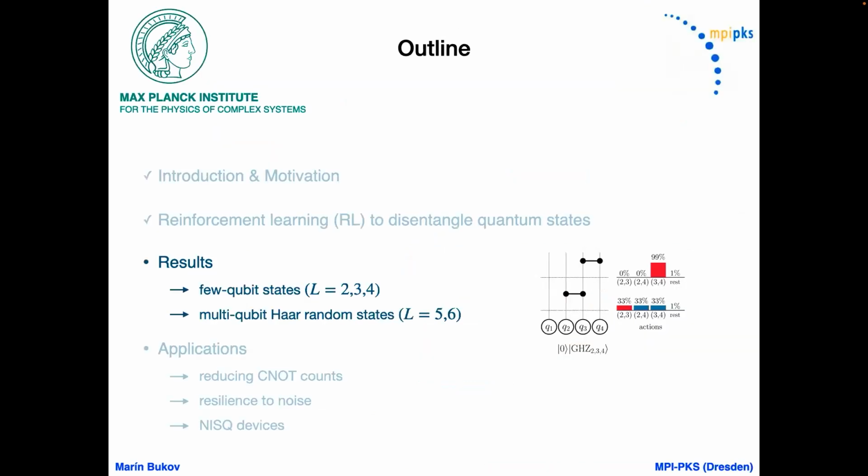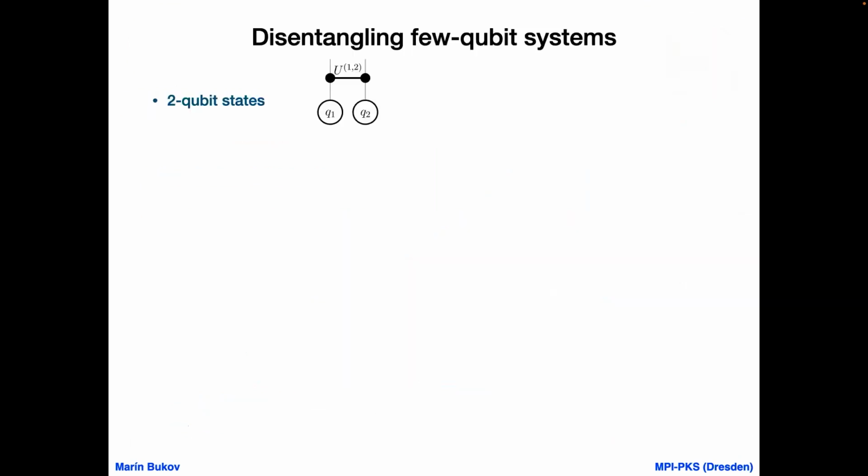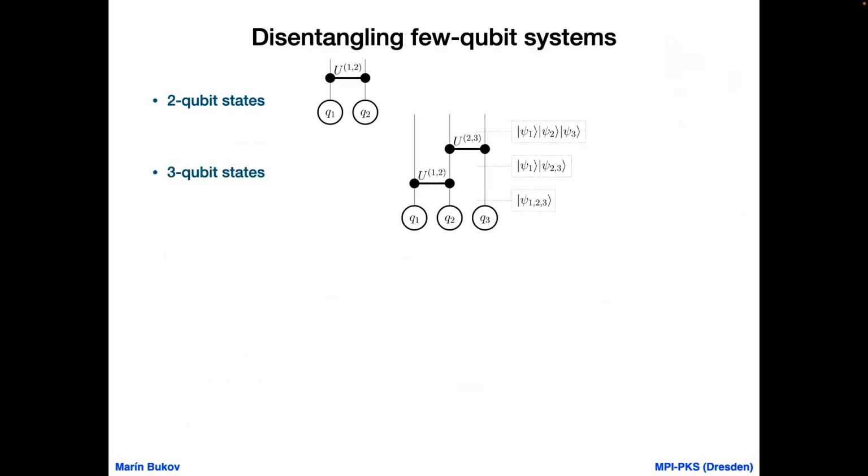All right, so now let me show you a couple of results. I think I'm going to be running out of time, but you stop me whenever you think it's time. So let's just see what we get. For 2 qubits, the problem is trivial. By definition, my local 2-qubit unitary disentangles the 2 qubits, so there's nothing to solve.